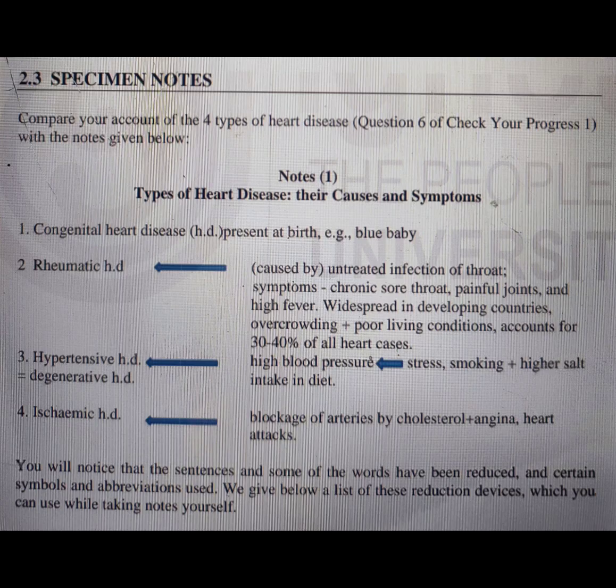Widespread in developing countries, overcrowding plus poor living conditions, accounts for 30 to 40% of all heart cases. 3. Hypertensive H.D., degenerative H.D., high blood pressure, caused by stress, smoking plus higher salt intake in diet. 4. Ischemic H.D., blockage of arteries by cholesterol plus angina, heart attacks. You will notice that the sentences and some of the words have been reduced, and certain symbols and abbreviations used. We give below a list of these reduction devices, which you can use while taking notes yourself.